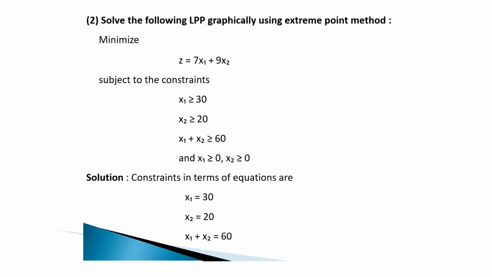Next example: minimize z equal to 7x1 plus 9x2 subject to the constraints x1 greater than or equal to 30, x2 greater than or equal to 20, x1 plus x2 greater than or equal to 60, and x1 and x2 non-negative. Constraints in terms of equations will be x1 equal to 30, x2 equal to 20 and x1 plus x2 equal to 60. Note that all the constraints are of the type greater than or equal to, so shading will be away from the origin.